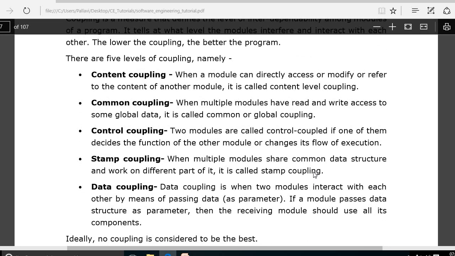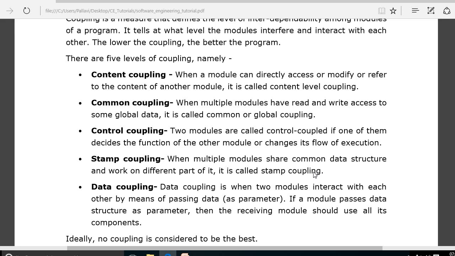Then common coupling. When multiple modules have read and write access to some global data, it is called common or global coupling. Next, control coupling. Two modules are called control coupled if one of them decides the function of another module or changes its flow of execution.